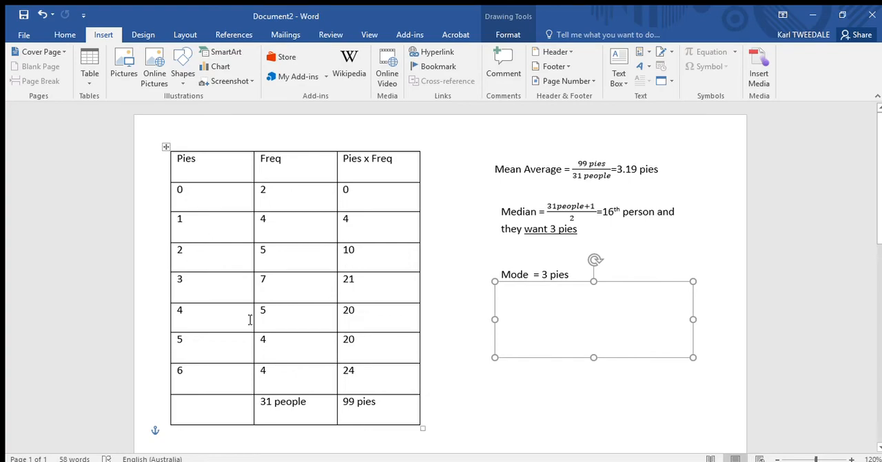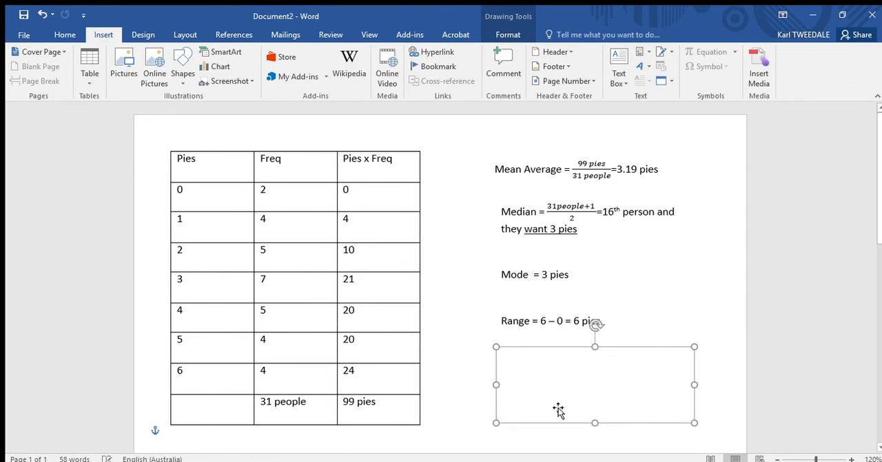However, it's not always that. If, for example, 0 people bought 6 pies, then the range would be 5 minus 0, and in that case the range would be 5. Alternatively, if this number was 0, then the range again would be 5: 6 minus 1 is 5. So we have to be very careful about that. In this case, the range is 6.